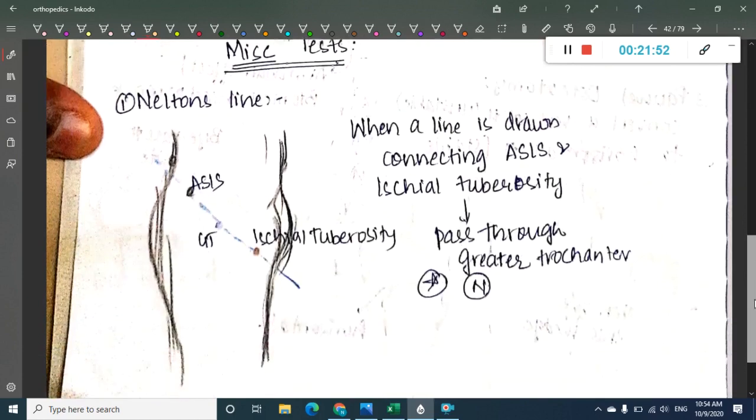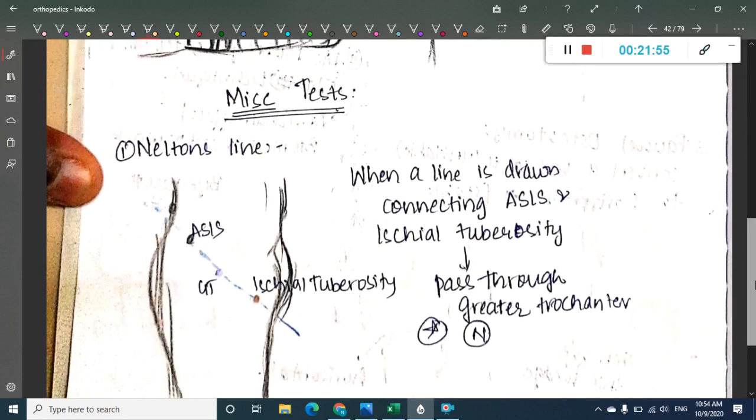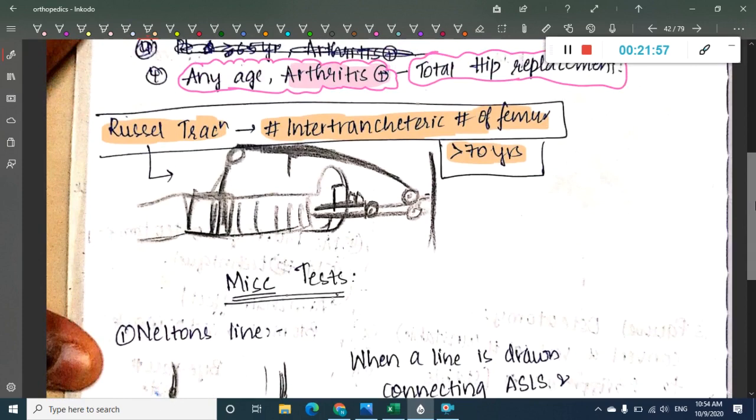Then what are the miscellaneous tests which are important here? We will learn about these miscellaneous tests in our next class.